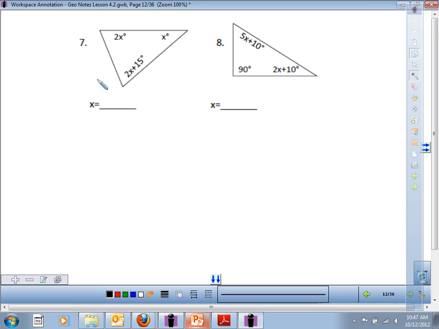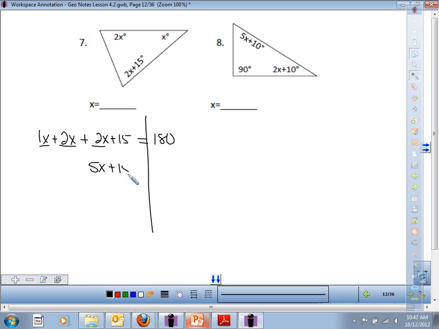Okay, so we set this up. We're going to take our angles, x plus the other angle, which is 2x, plus the other angle, which is 2x plus 15, equals, when I add all three angles in that triangle up, it's going to equal 180 degrees. Okay, now, remember, when they're on the same side of the equal sign, you do what it tells you to do. That's 1x plus 2x plus 2x. Well, it's 5x plus 15 equals 180. And here we go. We're going to subtract our 15. So that's 165. So we have 5x equals 165.